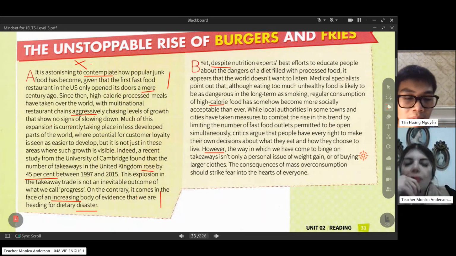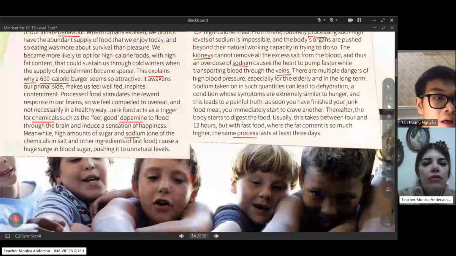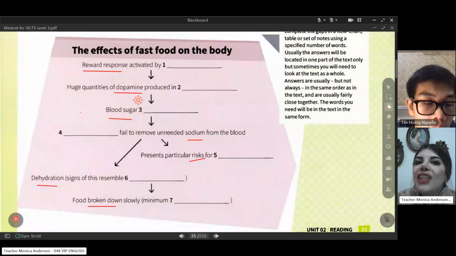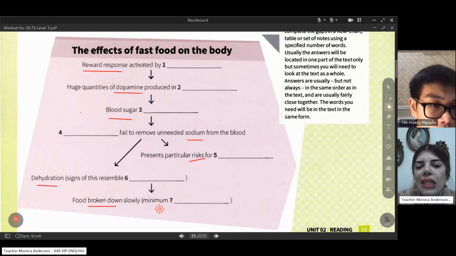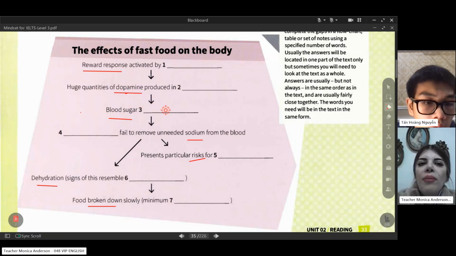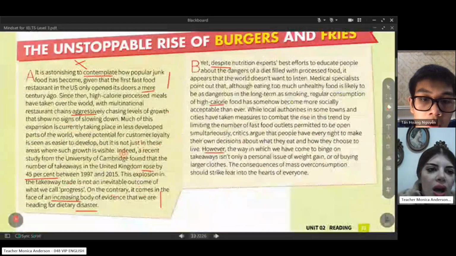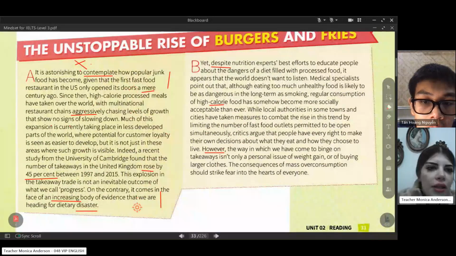Teacher, I don't remember. Ah, of course, the table. Just look. Okay, we have some anchor words: dopamine and blood sugar, sodium, risk, dehydration, broken down. So let's find these words. Blood sugar, dopamine. Okay, let's move up, scroll up.